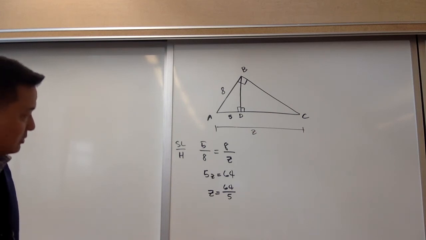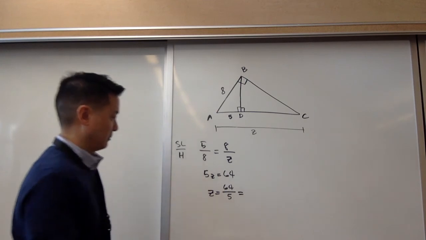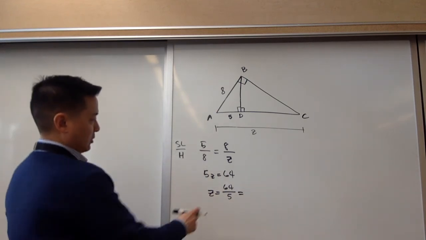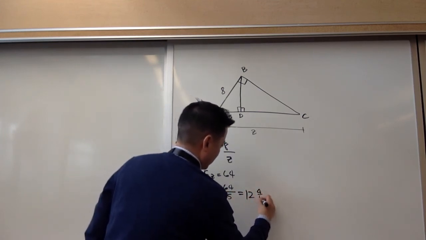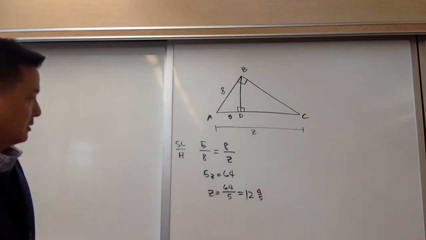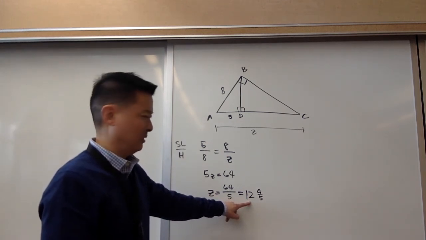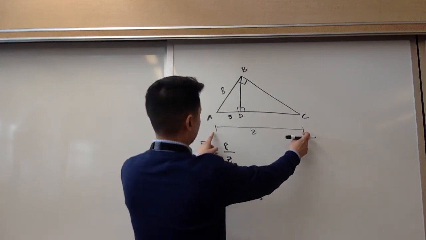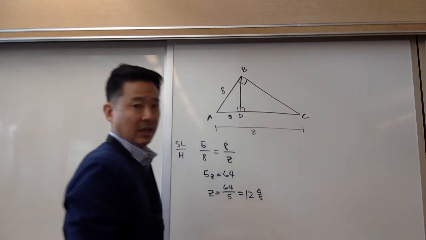And let's just go ahead and make that a mixed number. So 5 goes into 60 12 times, and it looks like you're left with 4/5. So Z is something between 12 and 13, closer to 13. And just go back and check, does that make sense? Would Z be about 13? And yeah, that seems to make sense.